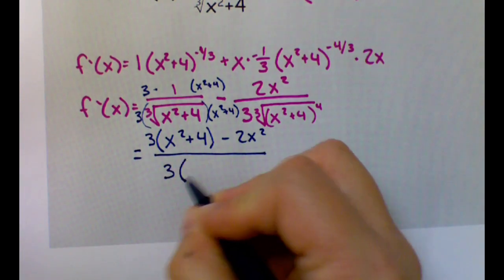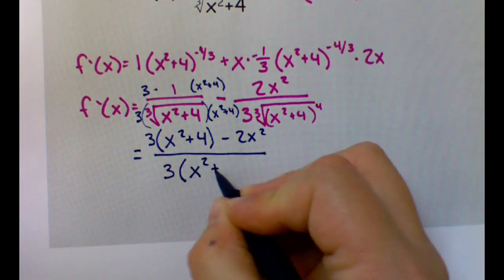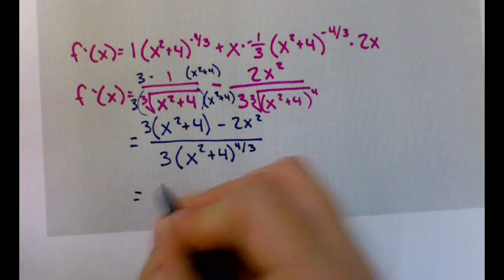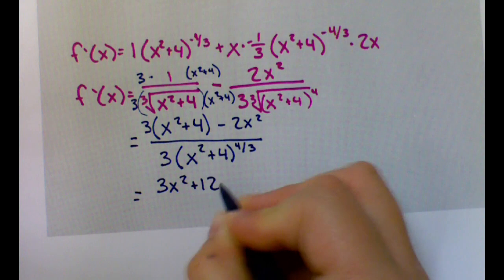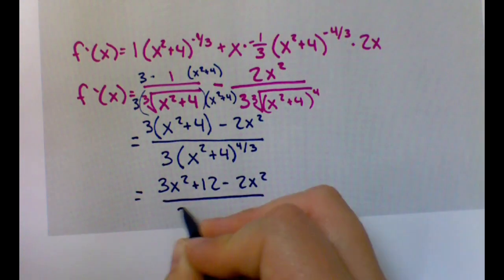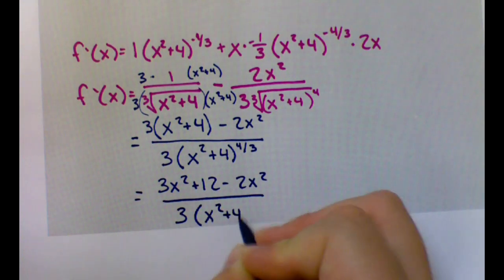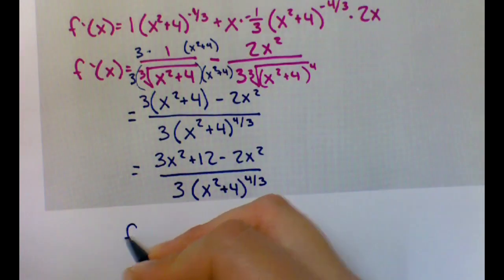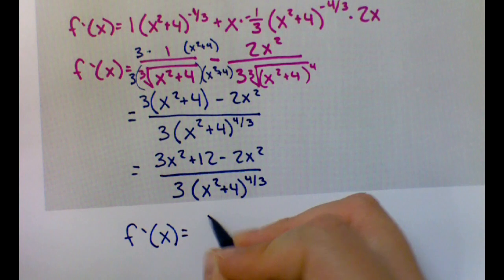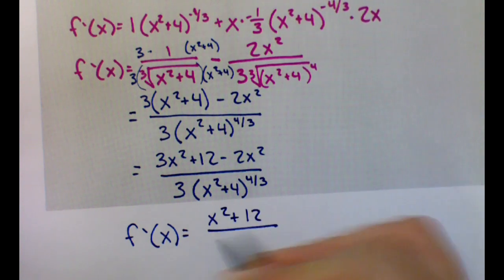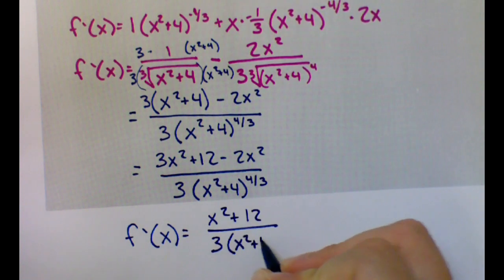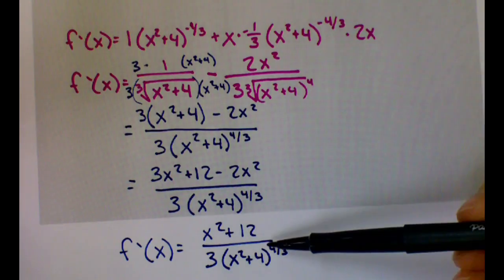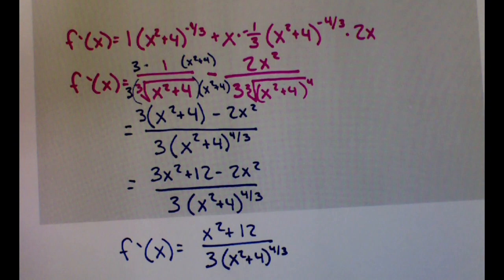All over 3, I'm going to rewrite this as a rational exponent, x squared plus 4 to the 4/3 power. Distribute my 3, I get 3x squared plus 12 minus 2x squared all over 3 times x squared plus 4 to the 4/3 power. And combine my last like terms, and my derivative is x squared plus 12 over 3 times x squared plus 4 to the 4/3 power. Again, this answer, or this pink one before I got a common denominator, would have been okay.